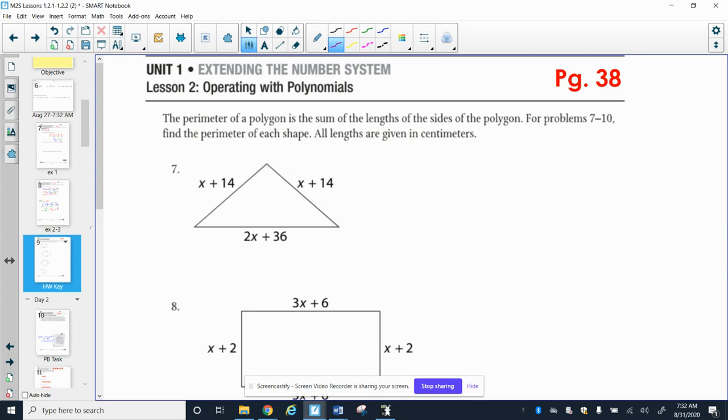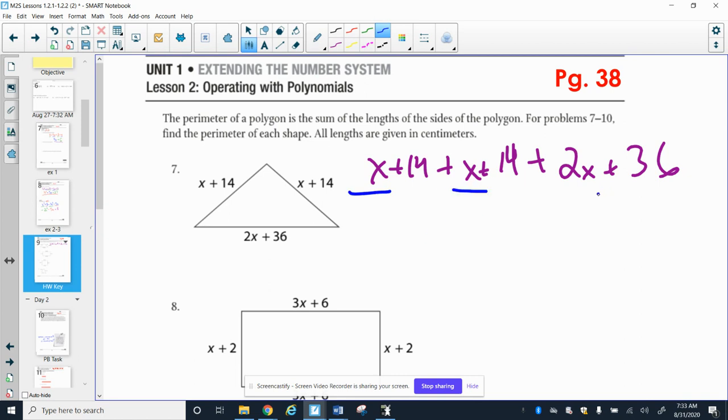Okay, so the key idea that we have to remember is that perimeter of a figure is when we add up all the sides. Okay, it's the length of all the sides put together. If we were going to find the perimeter of this triangle, we would do x plus 14 plus x plus 14 plus 2x plus 36.